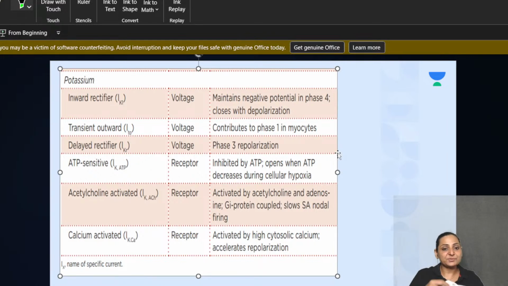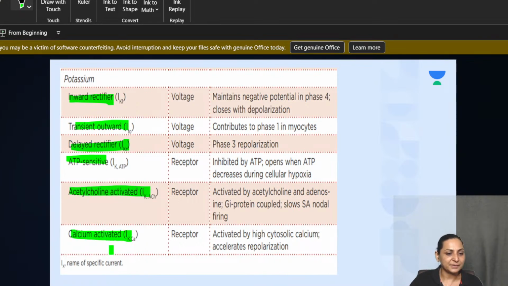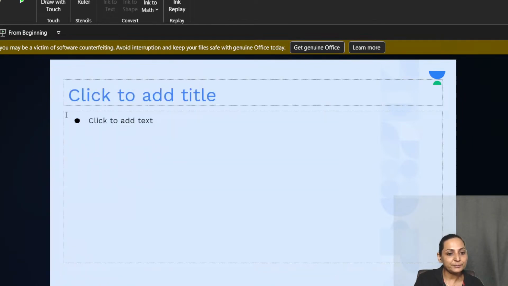As far as the potassium channels are concerned: inward rectifier, transient outward, delayed rectifier, ATP sensitive, acetylcholine activated, and calcium activated. Remember, when we consider the potassium channels, apart from those which are present in the cardiac muscles, you must remember two important potassium channels.